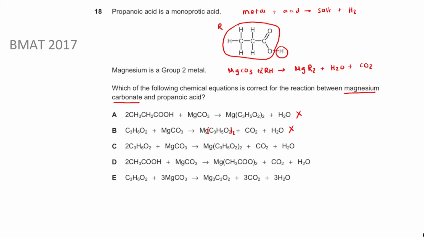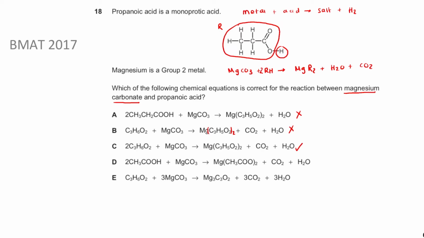If you look at the next one, and also, guys, you need 2 lots of the acid. The next one, this one I think could be correct. Yeah, I think C is going to be correct. It fits exactly what we have over there. So C is going to be the correct answer, and D and E are going to be incorrect.